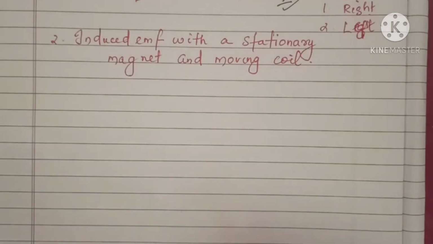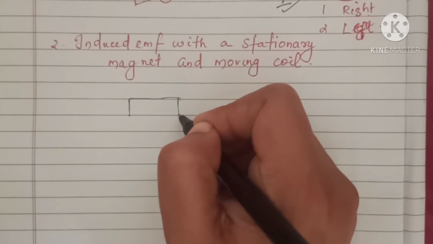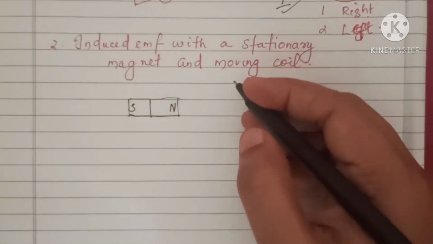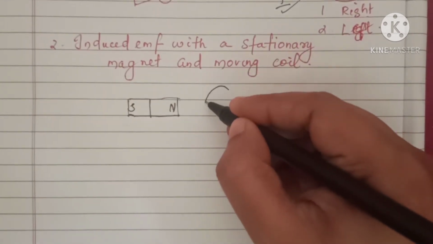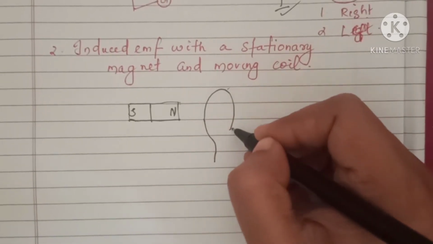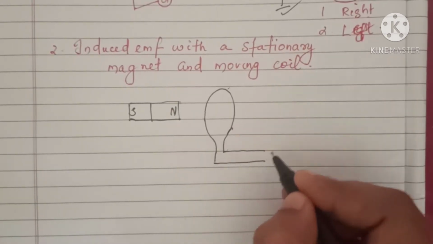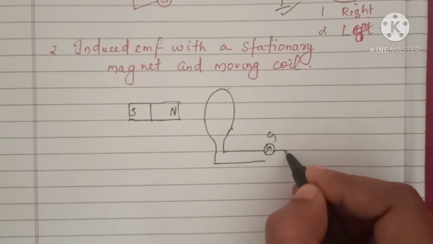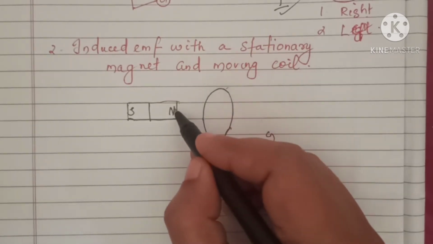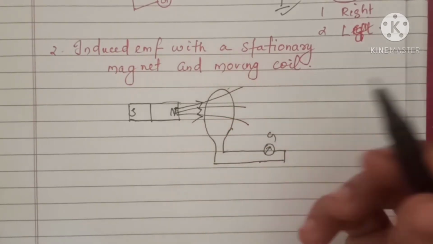For conducting the second experiment, again he took a bar magnet, having a north pole and south pole. Then he placed a coil near to it, with its ends connected to a galvanometer. So from this magnet, you know, the field lines will start to move.